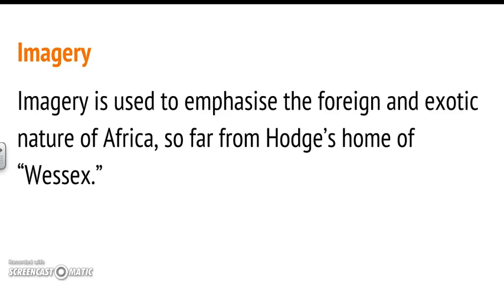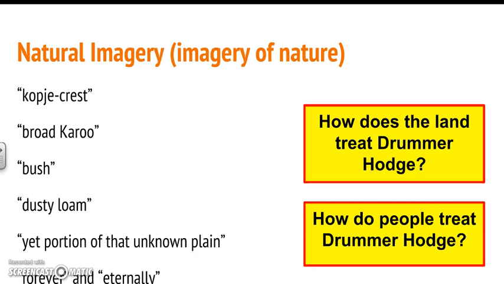There are two main types of imagery used in Drummer Hodge. The first we will look at is natural imagery, or the imagery of nature. And this is a recurring imagery used throughout this poem. Recurring means repeated. We have Kopje crest, we have broad karoo, bush, the dusty loam, yet portion of that unknown plain. And we also have forever and eternally.